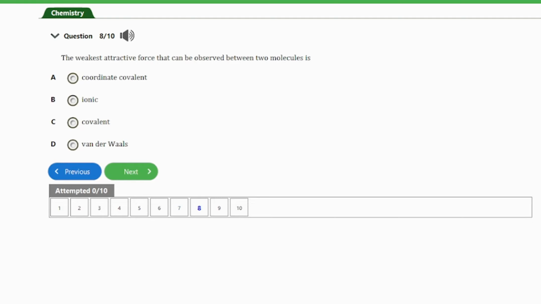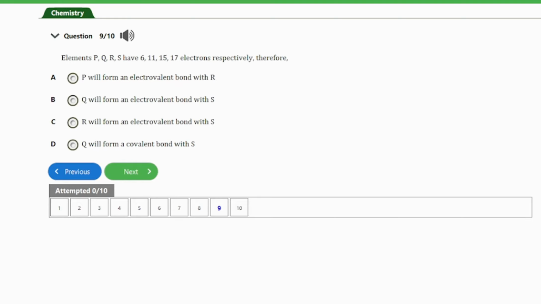Question number 8. The weakest attractive force that can be observed between two molecules is A. Coordinate covalent, B. Ionic, C. Covalent, D. Van der Waals force. So guys, the answer to this question is option D, and that's Van der Waals. So the Van der Waals is the weakest attractive force that can be observed between two molecules. So let's consider the next question.